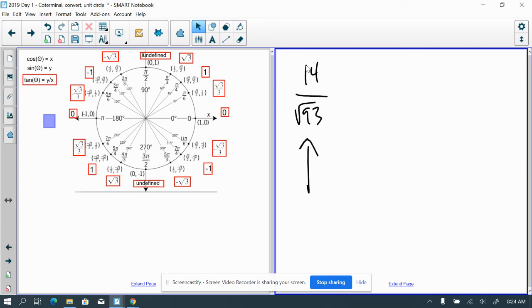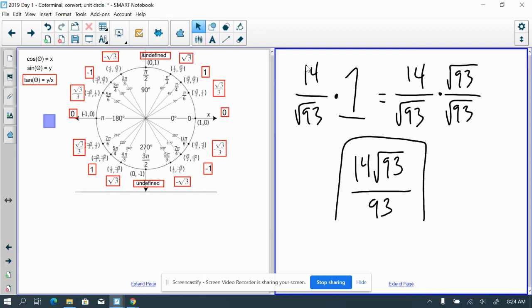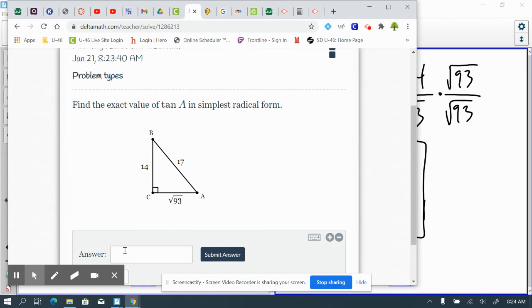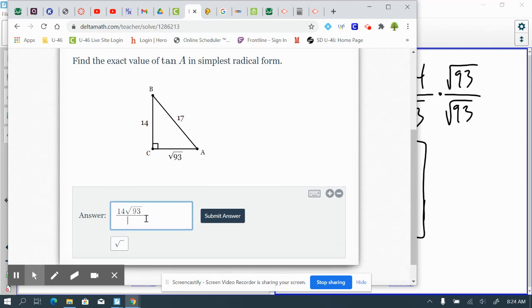And rad 93 in the denominator is bad, so I'm going to multiply by 1. I can't multiply by anything else because otherwise I change the value. But I make 1 look like this. Isn't rad 93 divided by rad 93 1? Of course it is. In the numerator, I have 14 times rad 93. In the denominator, I just have 93. And now my denominator is 93. That's a rational number. And so that's what I would put in my answer. 14 rad 93 over 93.